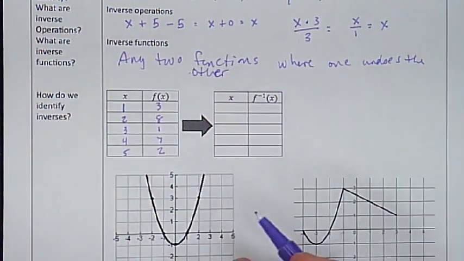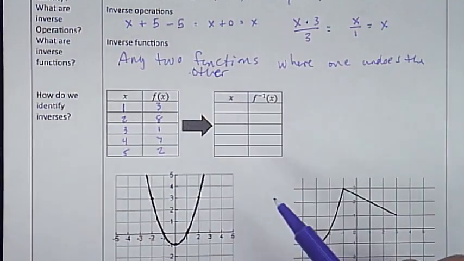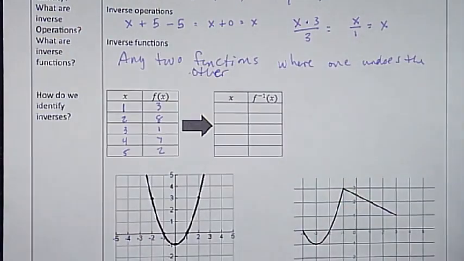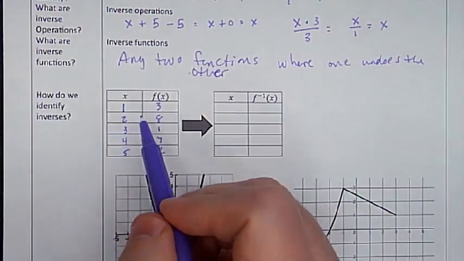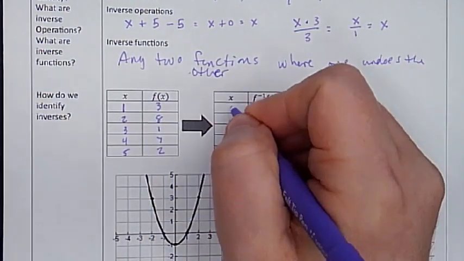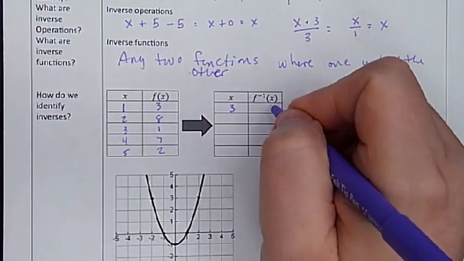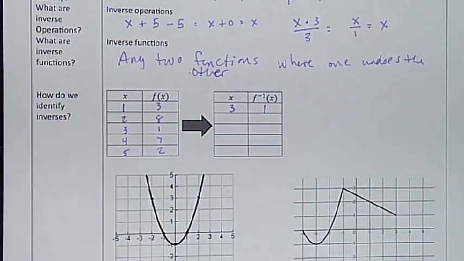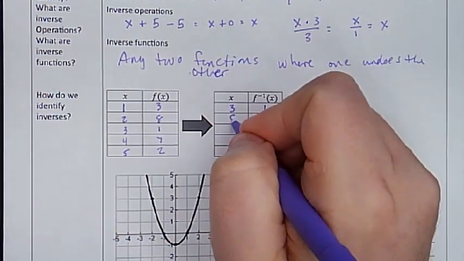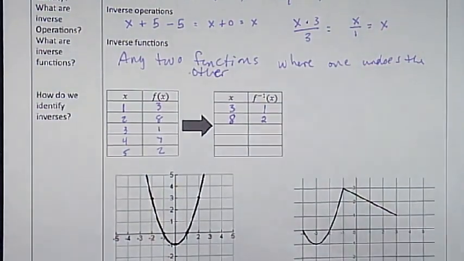So here's my function. I know that if I input 1, I get an output of 3. So when I look at the inverse of that, it means that it should work in the opposite direction. So I started with 1, I got an output of 3. So if I input 3 into the inverse function, I should get my output of 1 back. If I input 2, I get 8. So if I input 8 into my inverse, I should get my output of 2.